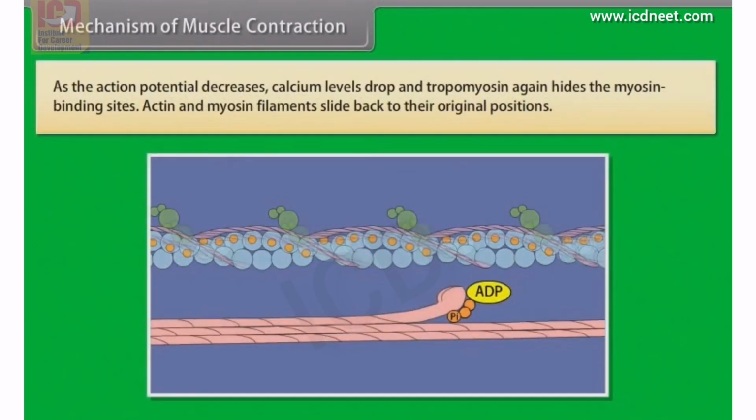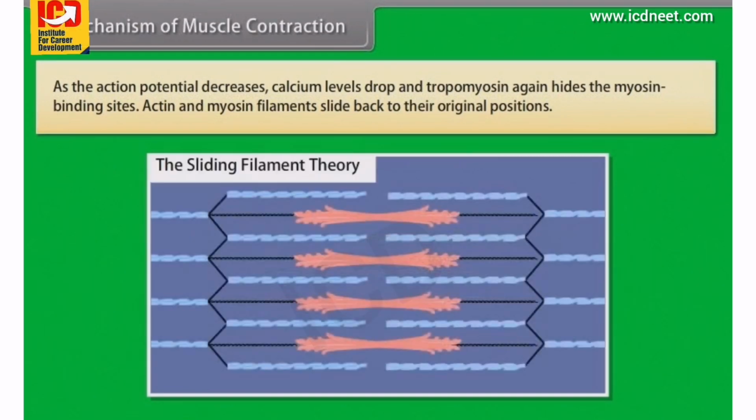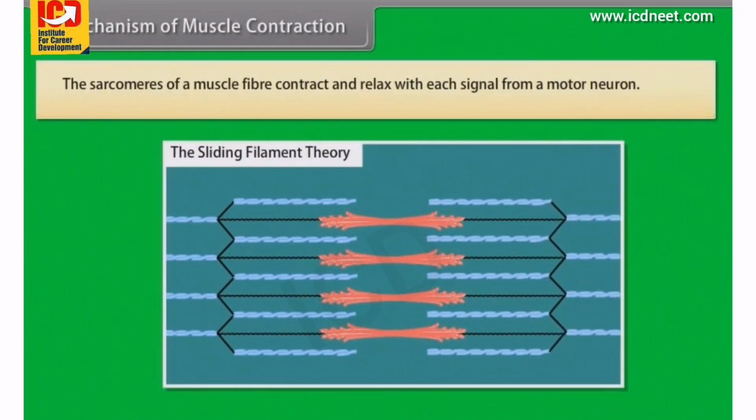As the action potential decreases, calcium levels drop, and tropomyosin again hides the myosin binding sites. Actin and myosin filaments slide back to their original positions. The sarcomeres of a muscle fiber contract and relax with each signal from a motor neuron.